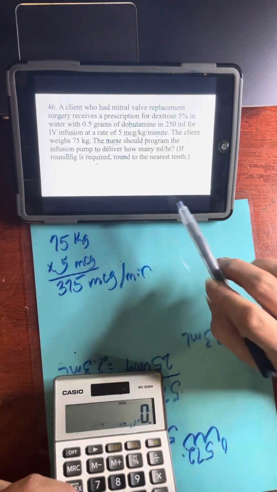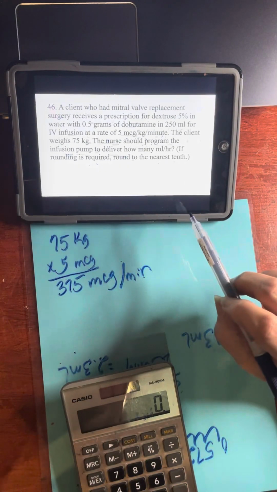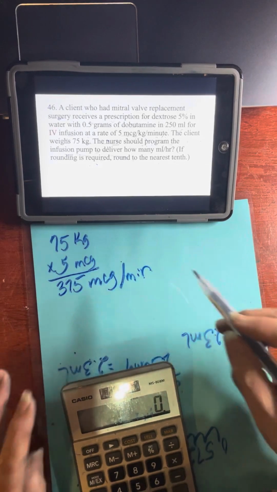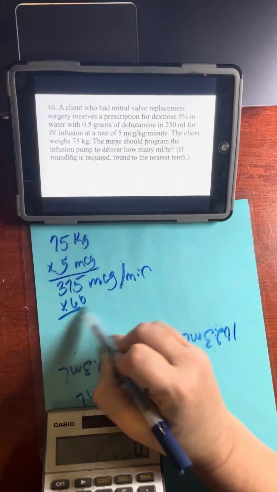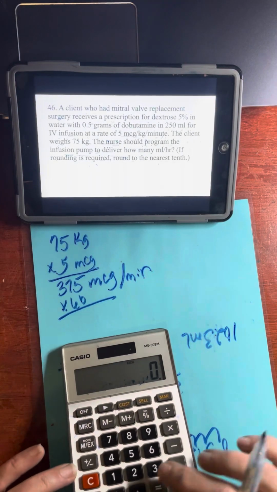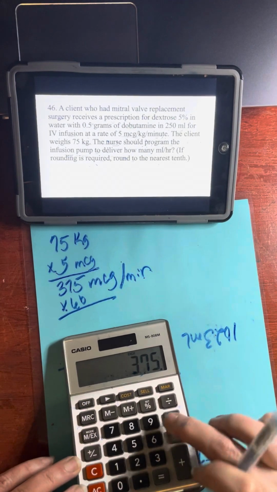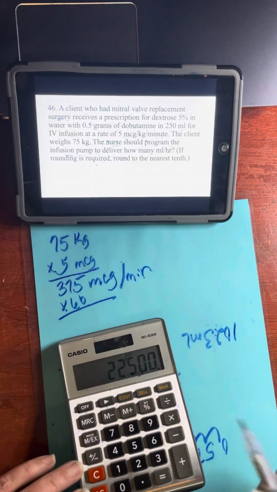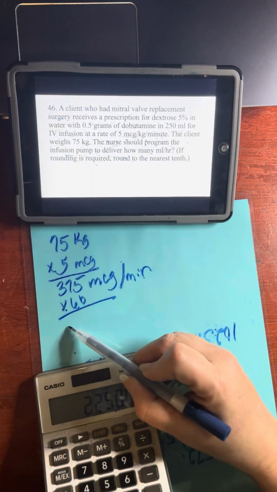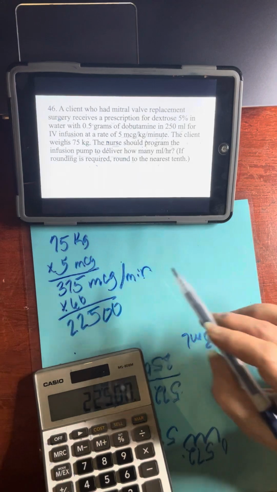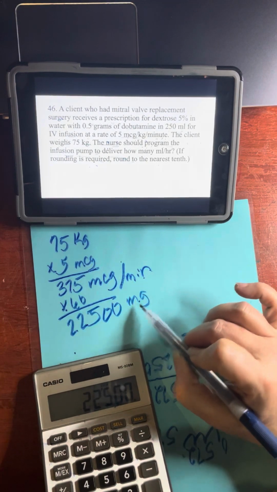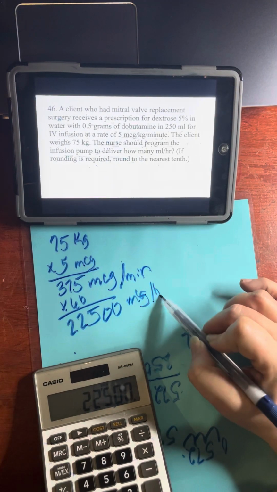So to find out what we have to do per hour, because we have to do milliliters per hour, you know what we're doing. Multiplying it times 60. 375 times 60 equals 22,500 micrograms per hour.